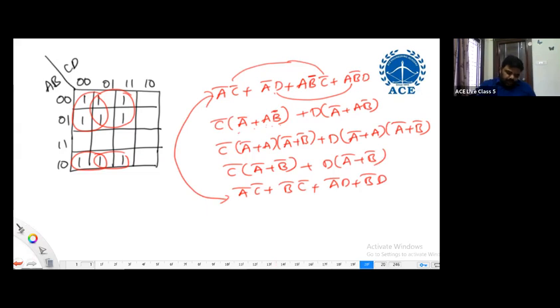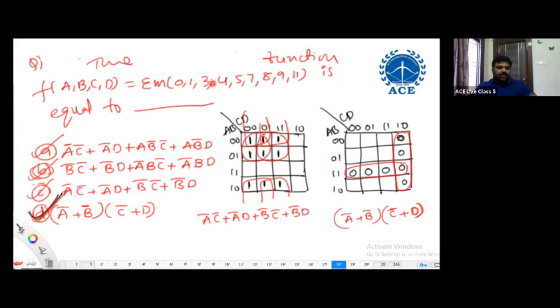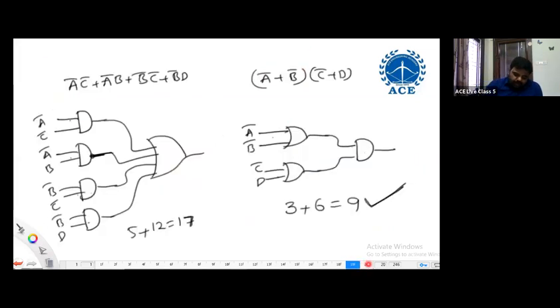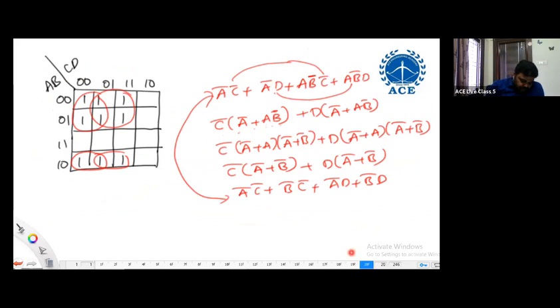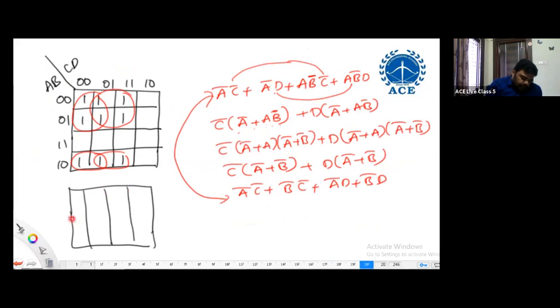What is asked here? It is not asked for a minimal expression. So the function f of a, b, c, d equals the sum of the minterms. It may not be minimal. The other expression is there as well, let me do that also. It need not be minimal. Functionally equal or not? Yes, it is equal.